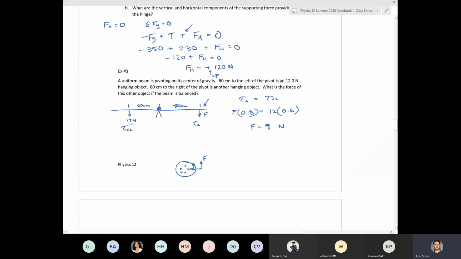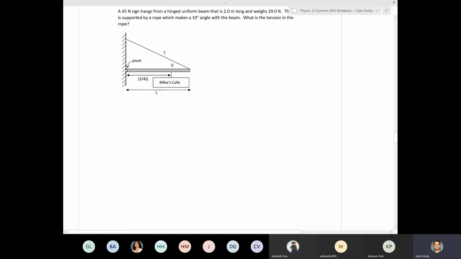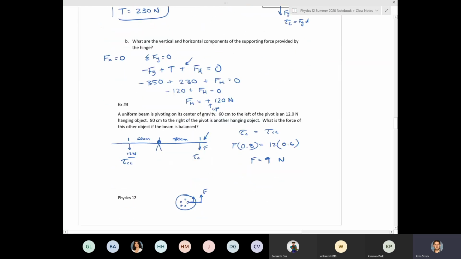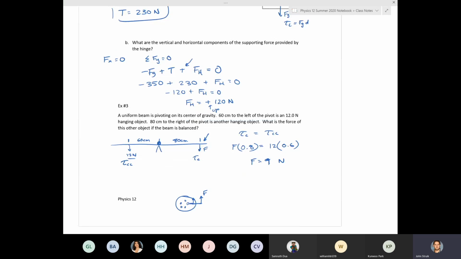So that's all we're doing for today. You can see that there's only one example for tomorrow's lesson, so tomorrow's lesson will be fairly short. Don't worry about getting lots of work done today. You'll have lots of time tomorrow. Any questions?